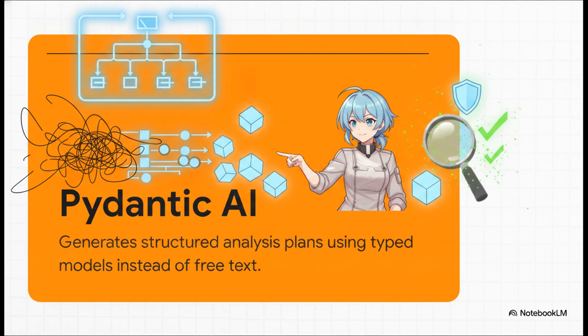Pydantic AI guarantees the LLM outputs strict typed plans. It literally forces the AI into a rigid data contract. Because we're getting a structured model instead of just a wall of text, the backend can actually parse it, understand it, and reliably validate exactly what the AI is trying to do.